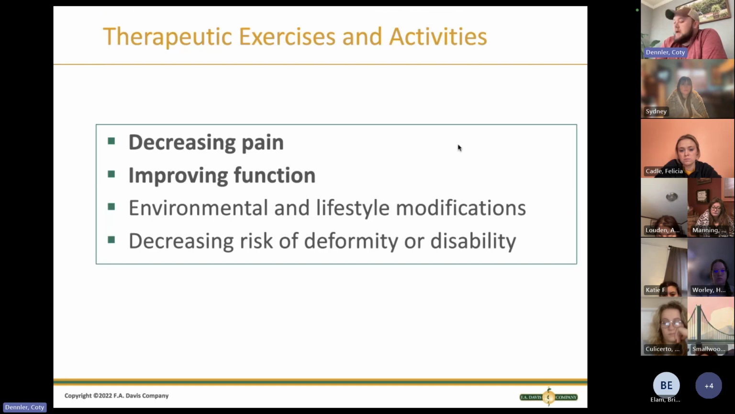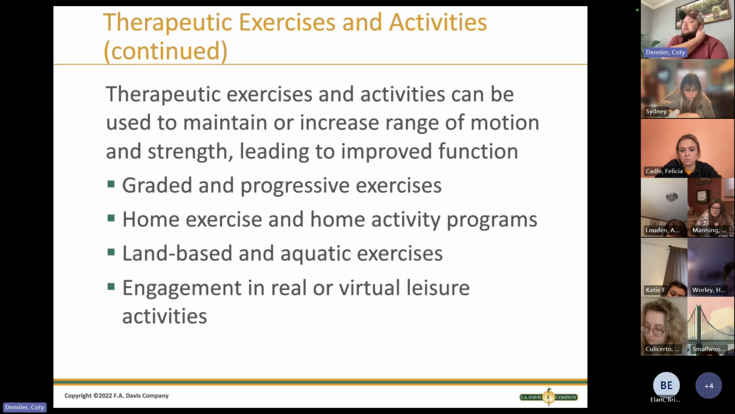So the next part would be therapeutic exercises or activities. The main thing here is decreasing pain, improving function. You might do some light resistive exercise, like very, very light. The next slide talks a little bit more about it, like graded progressive exercises. Start out very low and work your way up. If pain starts, stop. You've overdone it. Okay.